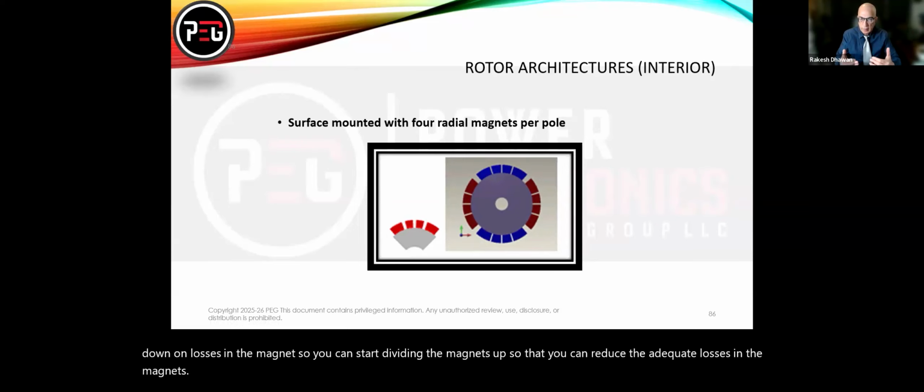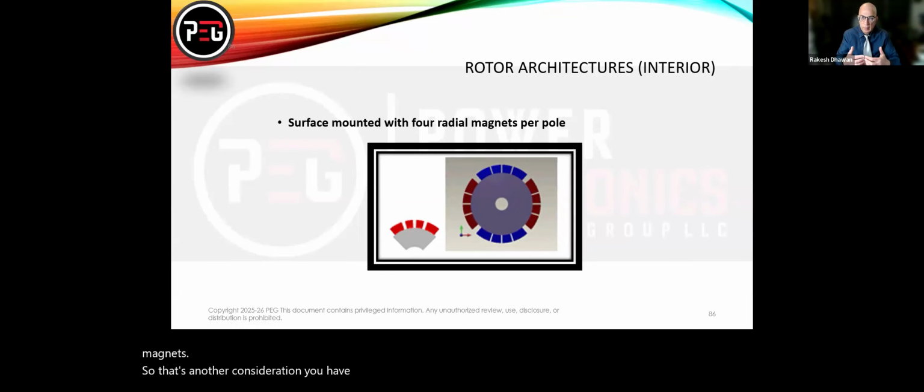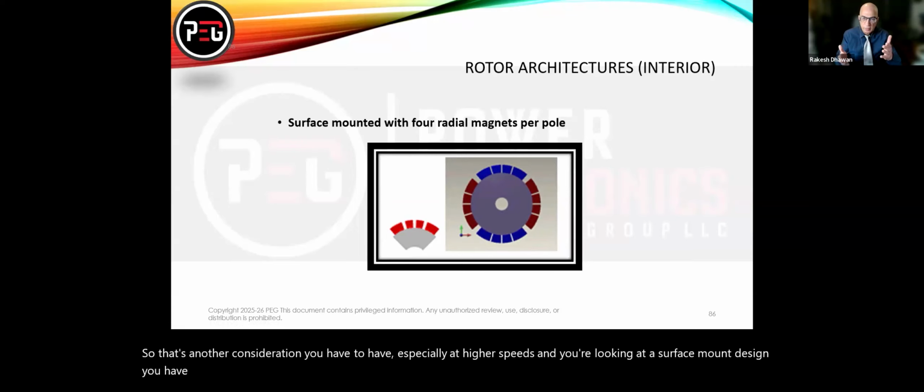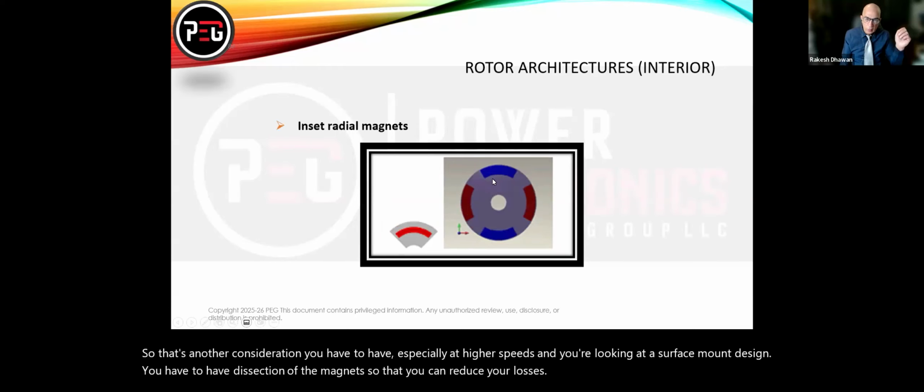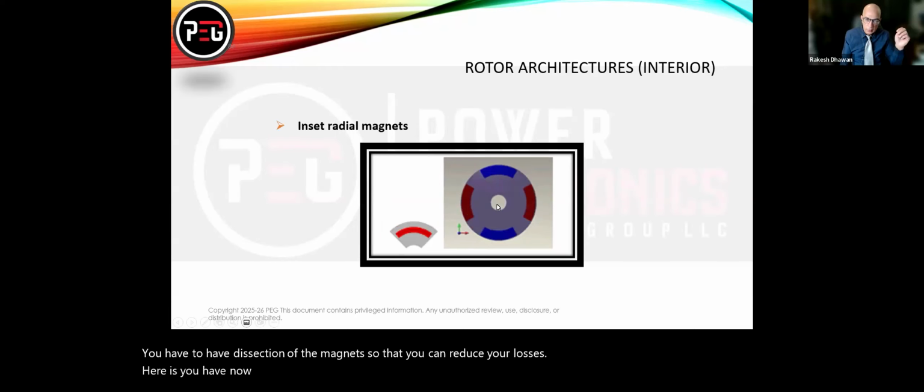So that's another consideration you have to have, especially at higher speeds, and you're looking at a surface mount design, you have to have dissection of the magnets so that you can reduce your losses. Here, you could design it cleverly so that the magnets don't fly out. So you can inset the radial magnets inside the rotor.